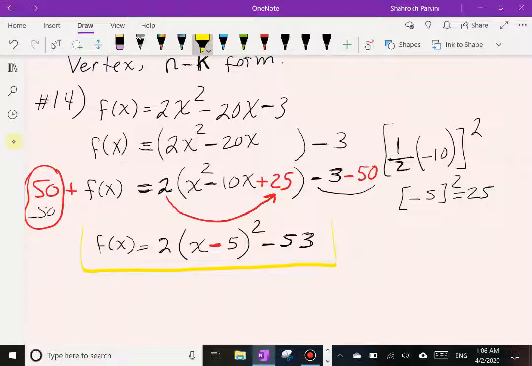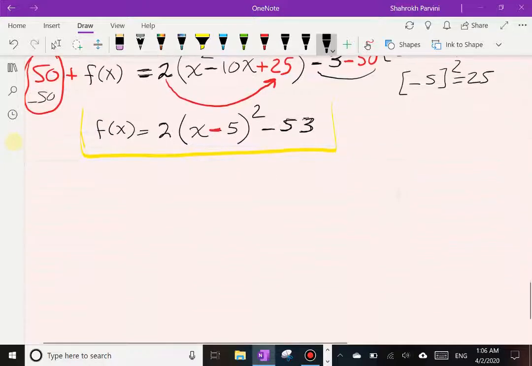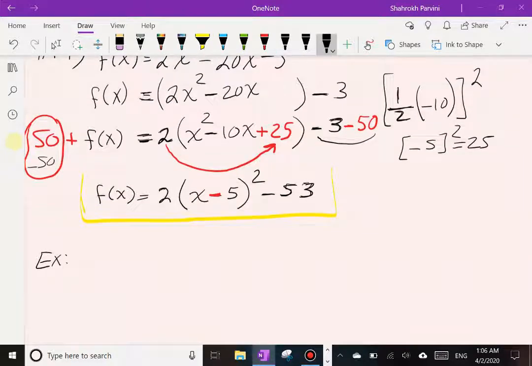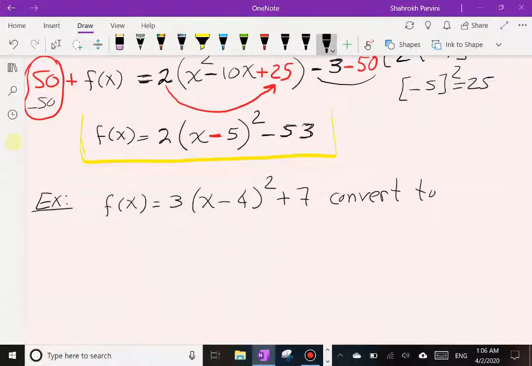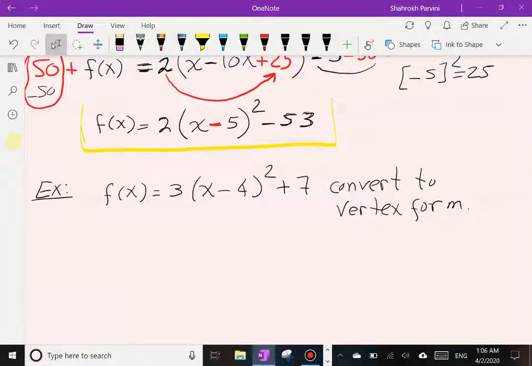So you can see how we can go from polynomial to vertex form. It does involve the completing the square method. Now, going the other way around, let me just make one up myself. Example: let's say I'm given a function f of x equals 3 times x minus 4 squared, plus 7, just made up. And we want to convert this to polynomial form. The exercises don't have you doing this, but I'm doing it just to see how you can go both ways. These are actually pretty easy to do.